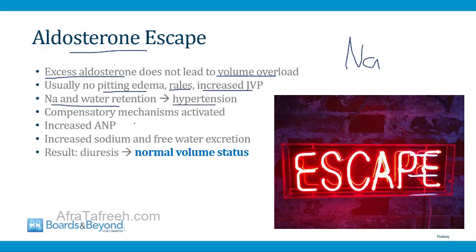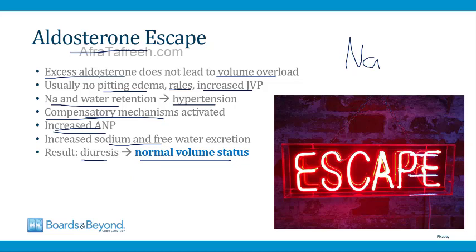The reason for this is because when hyperaldosteronism causes fluid retention, compensatory mechanisms are activated. In particular, the heart releases atrial natriuretic peptide, which increases sodium and free water excretion in the urine, and this combats some of those effects of volume retention caused by high aldosterone levels. So because of these compensatory mechanisms like increased ANP, patients with hyperaldosteronism will have some diuresis, and this will allow them to maintain a normal volume status on physical exam without any signs of volume overload. And this phenomenon of escaping from volume overload in the setting of hyperaldosteronism is called aldosterone escape.